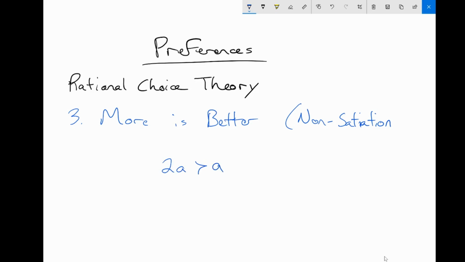More is always better. I always want more. I always prefer more of good A as compared to less of good A. More is better. Pretty straightforward. Rational choice theory.